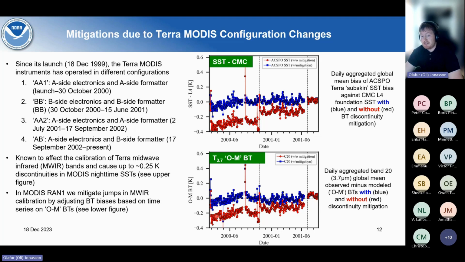So what we did was read off the jump from the observed minus model BT time series and plug it back in and correct the L1B. The blue SST time series is what we observed after the calibration mitigation of fixing the BT jumps.